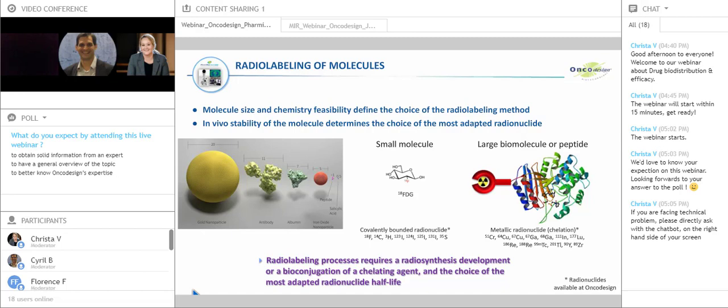I will show you a table right after where you can compare the half-life of your compounds and the half-life of the radioisotope. And for larger biomolecules, we usually use bioconjugation with chelating agents. This is what I'm showing here. So you have a bioprotein or an antibody to which you will add a linker, which is a kind of cage, and chelating agents where you can add your metallic radionuclide. In this case, we usually work with copper, gallium, indium, lutetium, technetium, or zirconium. This is the main one we can use.